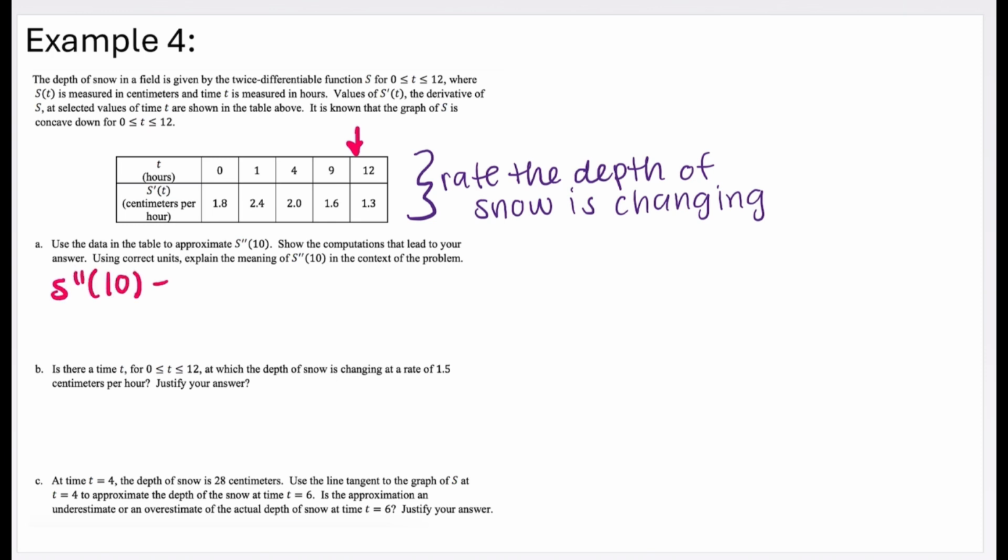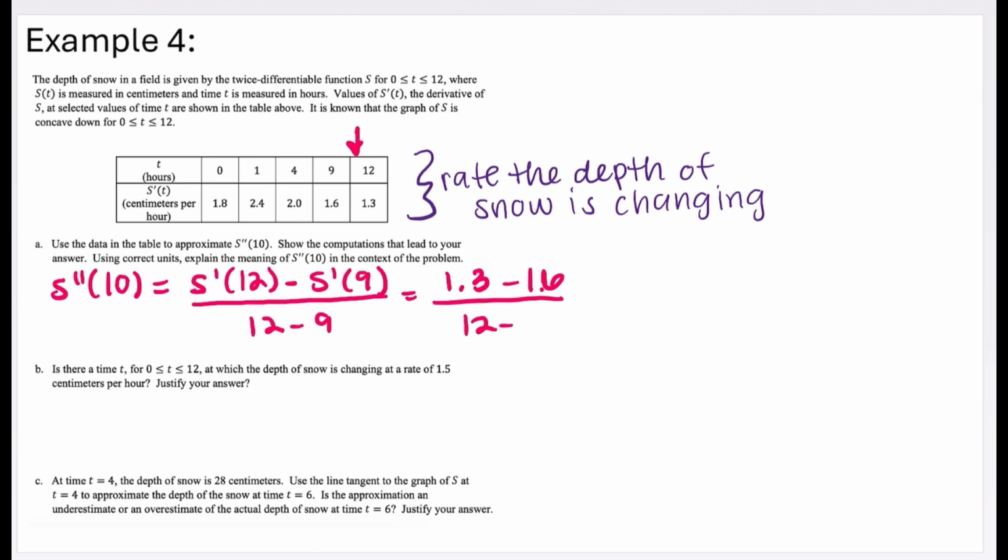So S double prime of 10 is going to be S prime of 12 minus S prime of 9 over 12 minus 9. Now, S prime of 12 is 1.3. S prime of 9 is 1.6. And we're doing 12 minus 9. So we're going to get negative 0.3 over 3, which is negative 0.1. Now, this is the second derivative.